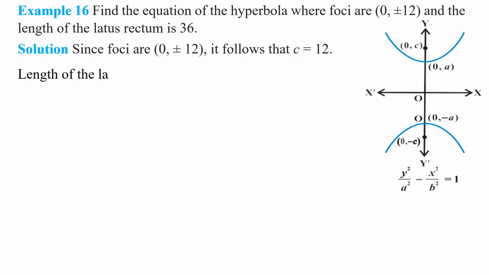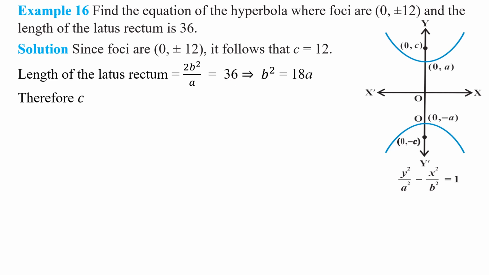What is given here? The length of the latus rectum of the hyperbola, that is equal to 2b square by a, is equal to 36. Okay, my children? From this equation we get the value of b square. This is the formula to find the length of the latus rectum of the hyperbola, which is given as 36. From this equation we get b square is equal to 18a. Understood this statement, children? Right.